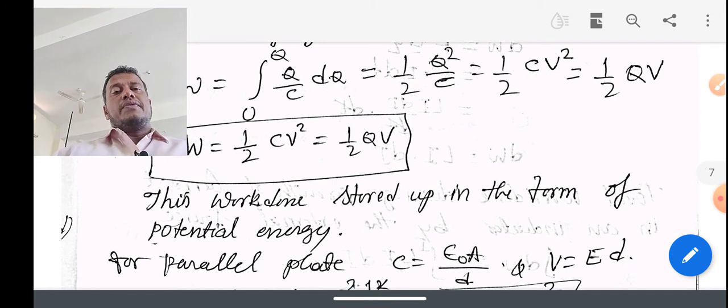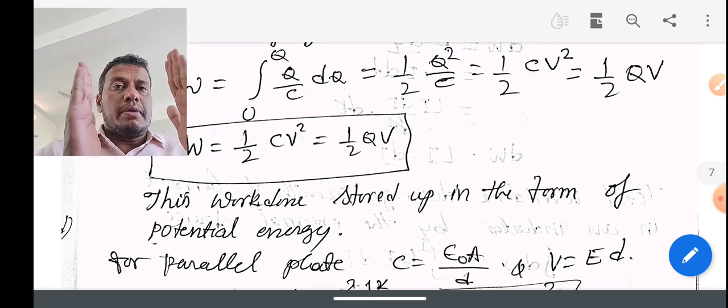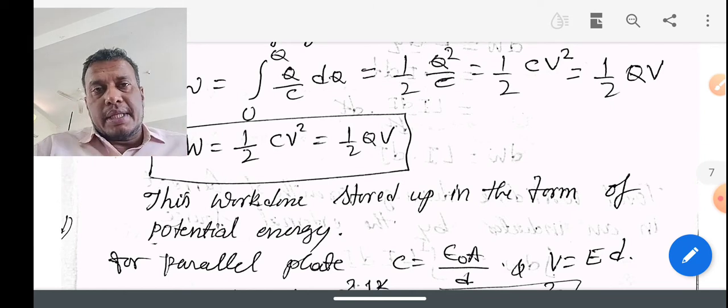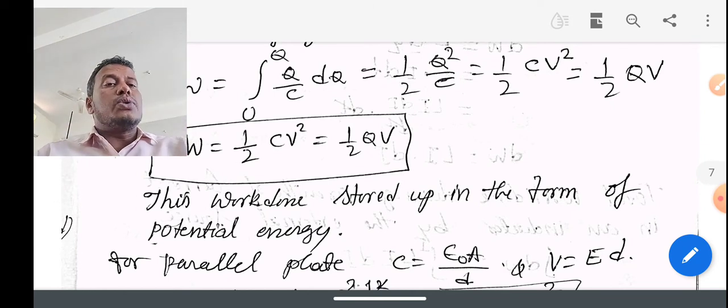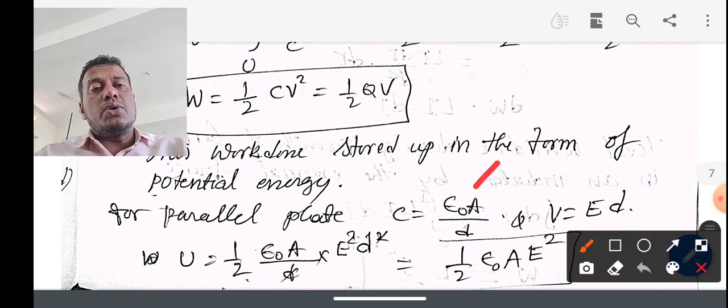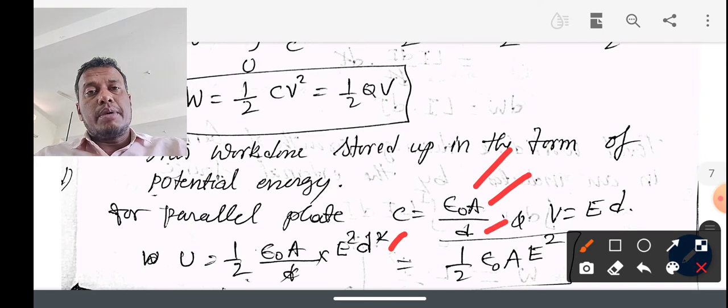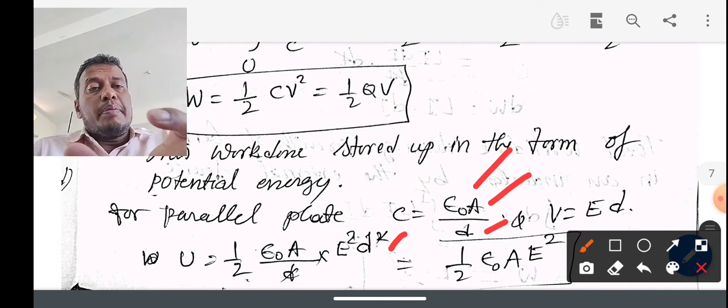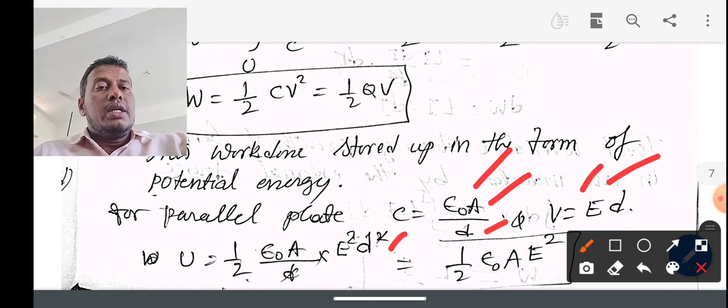If we apply this to the parallel plate, parallel plate means two plates are connected with a dielectric medium in between, called a parallel plate capacitor. The capacitance is given by the relation C equal to epsilon naught A by d. The capacitance is directly proportional to the area and inversely proportional to the distance between the plates, that is C equal to epsilon naught A by d, and V, the potential difference between the two parallel plates, is given by V equal to E d, where E is the electric field and d is the distance between the plates.